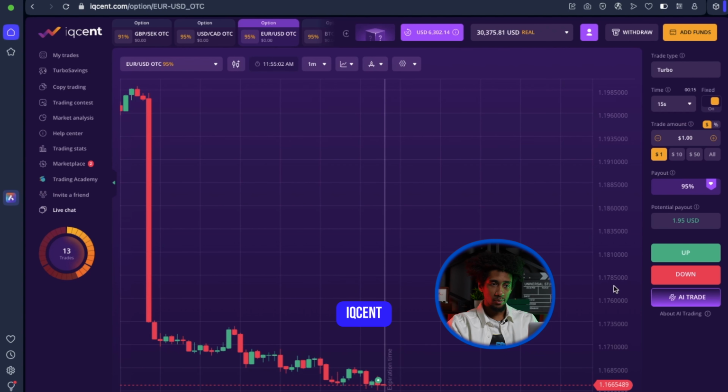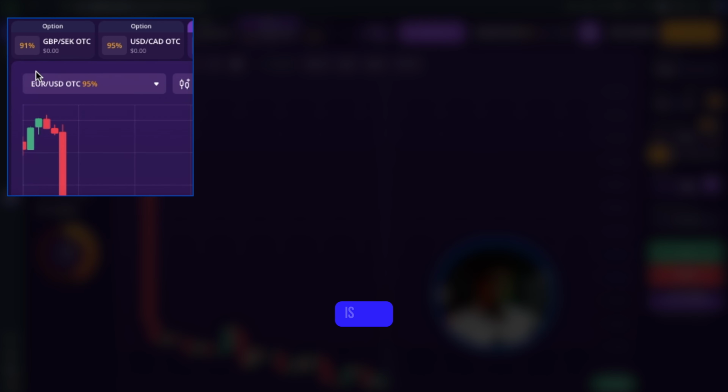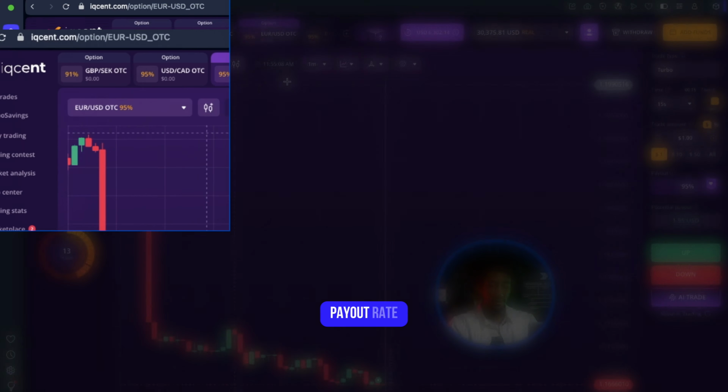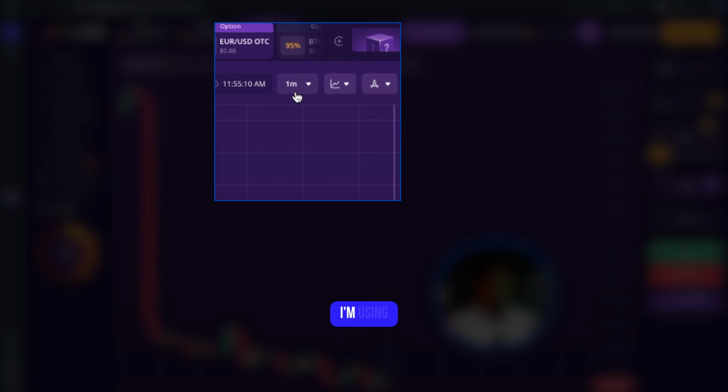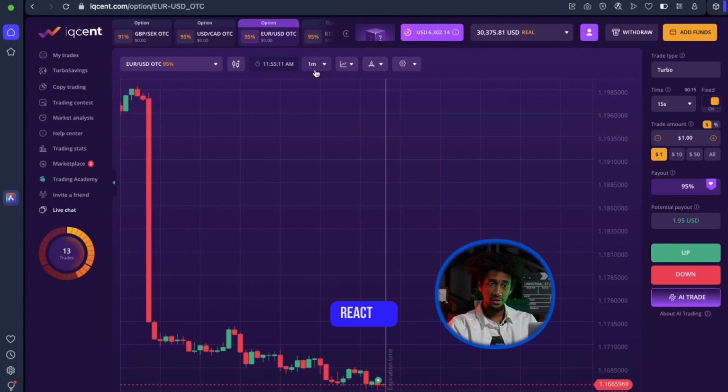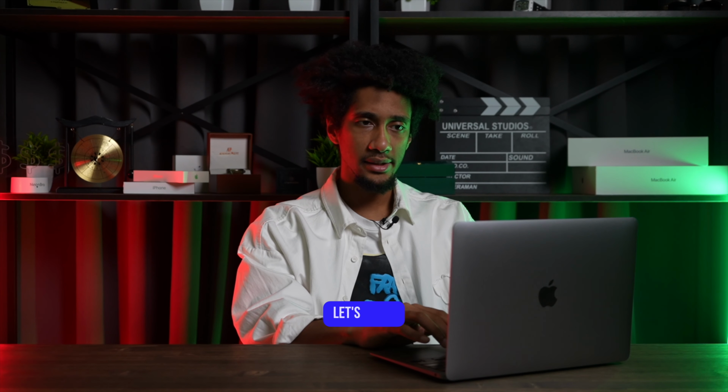We're on the IQCent platform using candlestick charts as always. Today's pair is EURUSD, payout rate 95%. I'm using a 1-minute time frame. It's ideal for seeing how indicators react to price movements. Let's start with the classic.